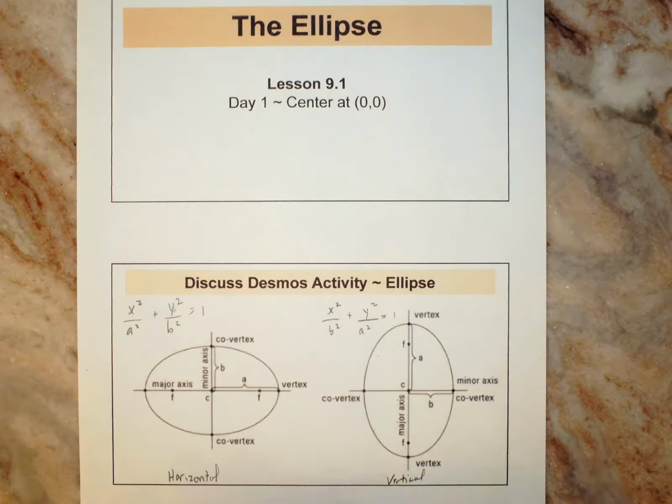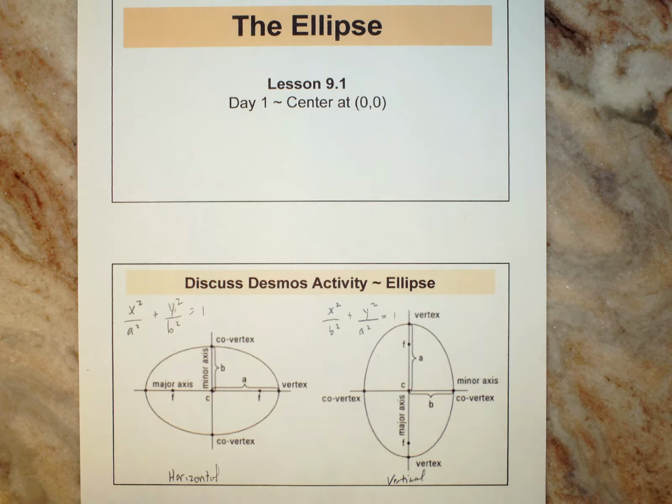So notice when it's horizontal, the main difference is that the a squared is under the x. It's horizontal. Over here, the a squared is under the y squared. So that's the big difference. We have vertices, so a vertex, vertex, covertice, covertice, the major axis, which is the longer one, and the minor, which is shorter.